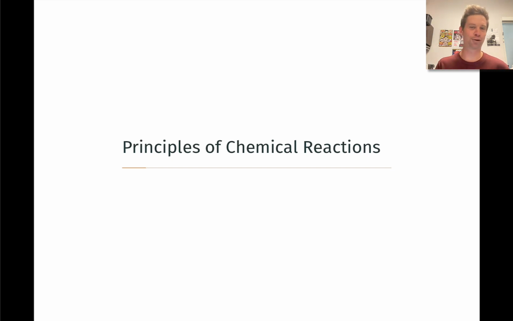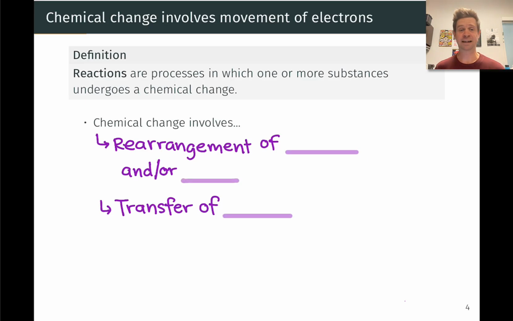Obviously, a hugely broad idea. What are the general principles that govern chemical reactions? Let's go back to basics to start this discussion off and talk about what a chemical reaction actually entails. What does chemical change actually involve? And really, there are two general ideas here that we want to keep in mind. The first is that chemical change always involves the rearrangement of atoms and/or electrons. And the movement of electrons in particular is really important here. Electrons moving to form or break bonds is essential to chemical change.